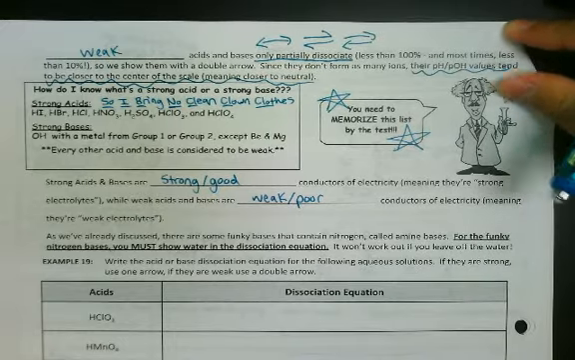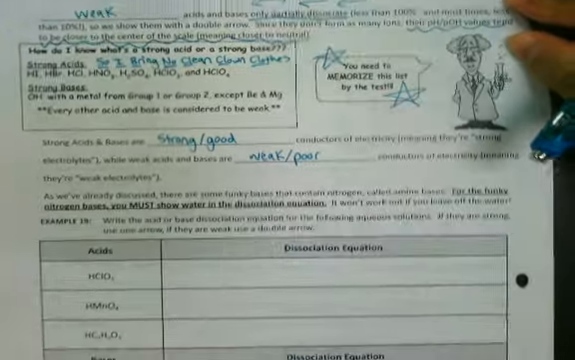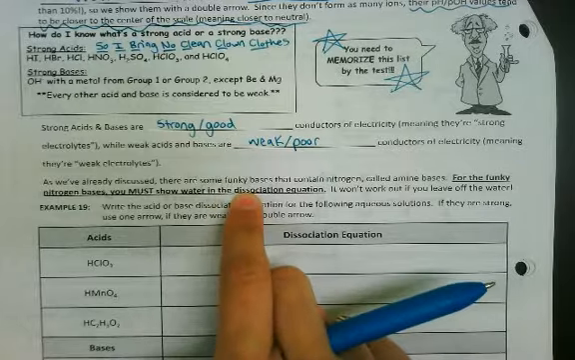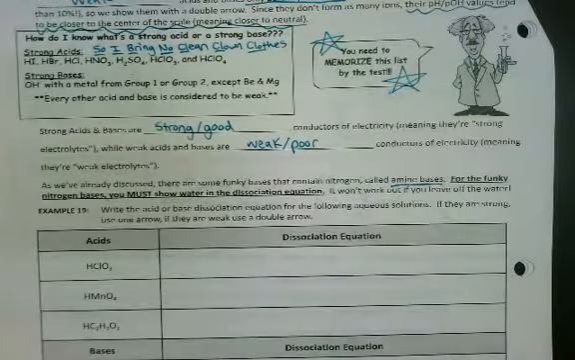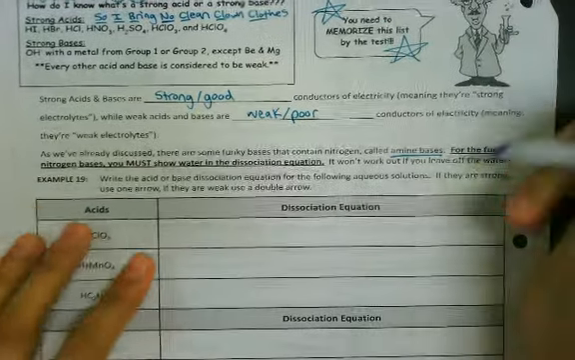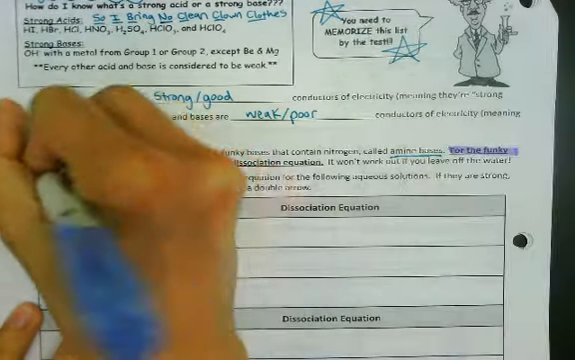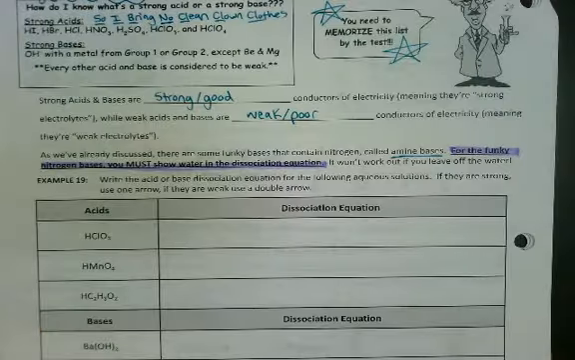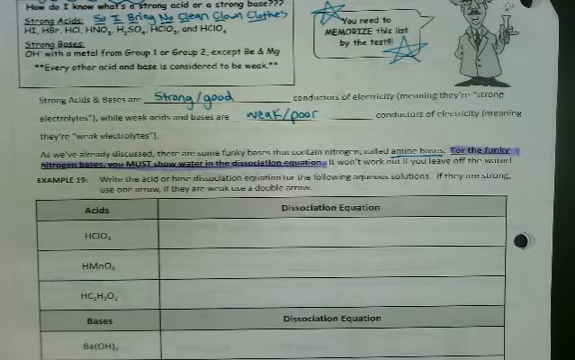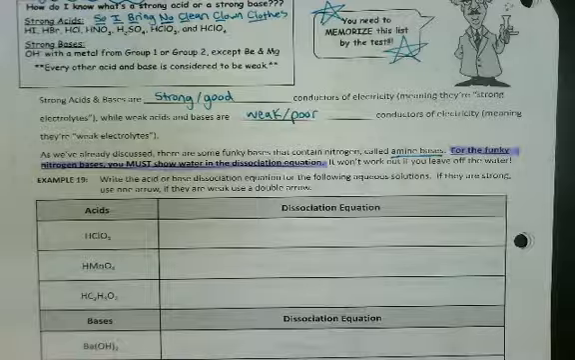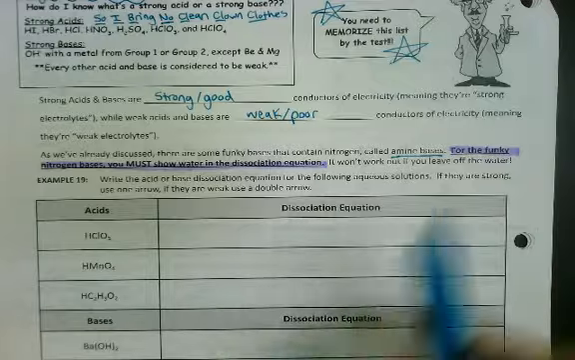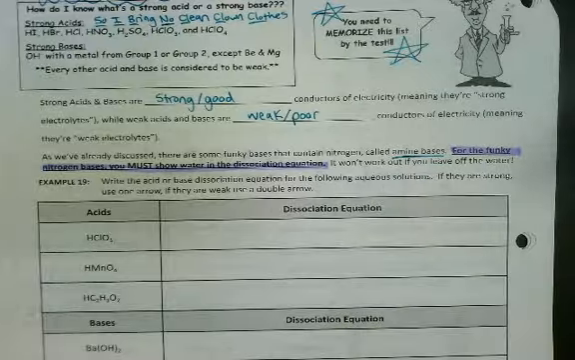And as we introduced a little bit earlier in this unit, we do have some weird, funky bases called amine bases. I'm going to introduce something to you today that is an addition to your dissolving equation process. For the funky nitrogen bases, or the amine bases as we call them, you must show water if you are asked to write out the dissolving or dissociation equation. This dissolving dissociation equation will not work if you leave out the water for the amine bases.